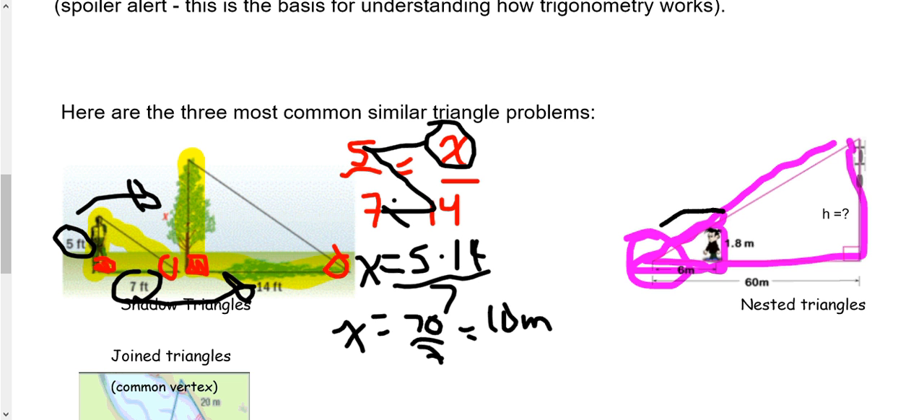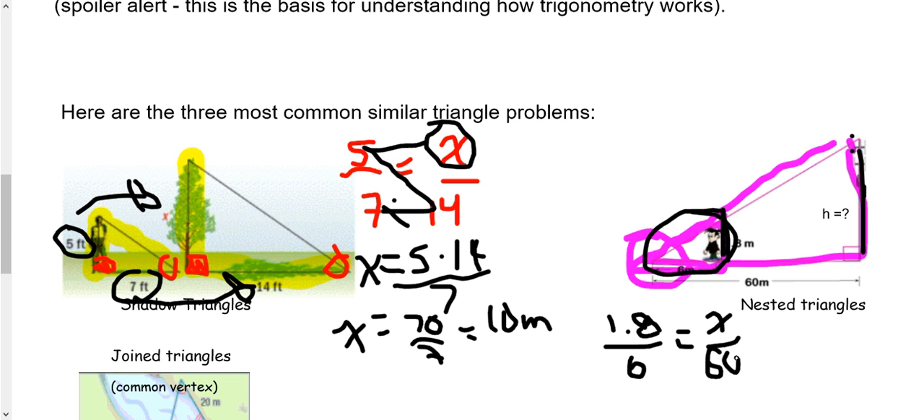So we're going to keep this family together because they belong together. They're parts of the same triangle. So we'll go 1.8 meters and 6. Now, it doesn't matter which one is on top and which one's on the bottom. It basically matters that if the height of the guy is on top, we need the height of the cell phone tower on top. Okay, so let's just put an X there because we don't know how big it is. But we do know the length is 60 meters.